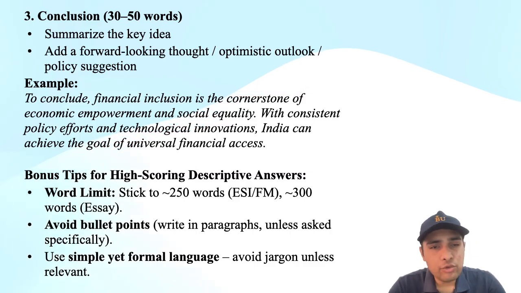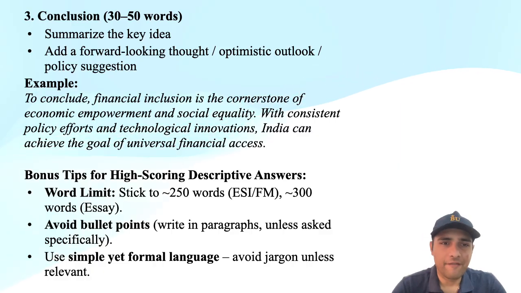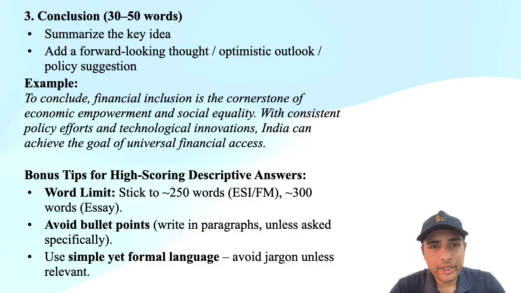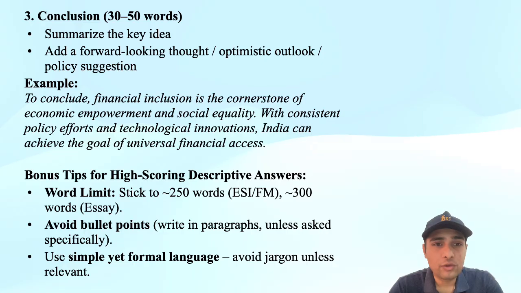Okay, and then you have to add a forward looking thought, an optimistic outlook and a policy suggestion. It can be anything, but the conclusion always has to be positive. The conclusion is never going to be negative. So whenever we are talking about main body, we included both the aspects, positive also, negative also, causes also, effects also. But in the conclusion we are only going to give a positive outlook. It will fetch you bonus marks in the exam.